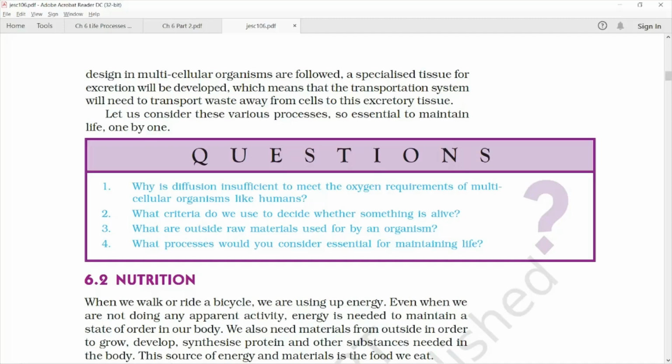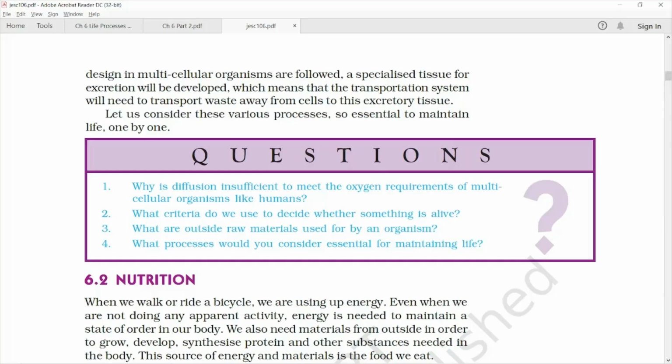Okay, so now let's move to question number 4. What processes would you consider essential for maintaining life? As discussed, we use respiration, nutrition, excretion and transportation as the basic life processes. So let's figure it out.